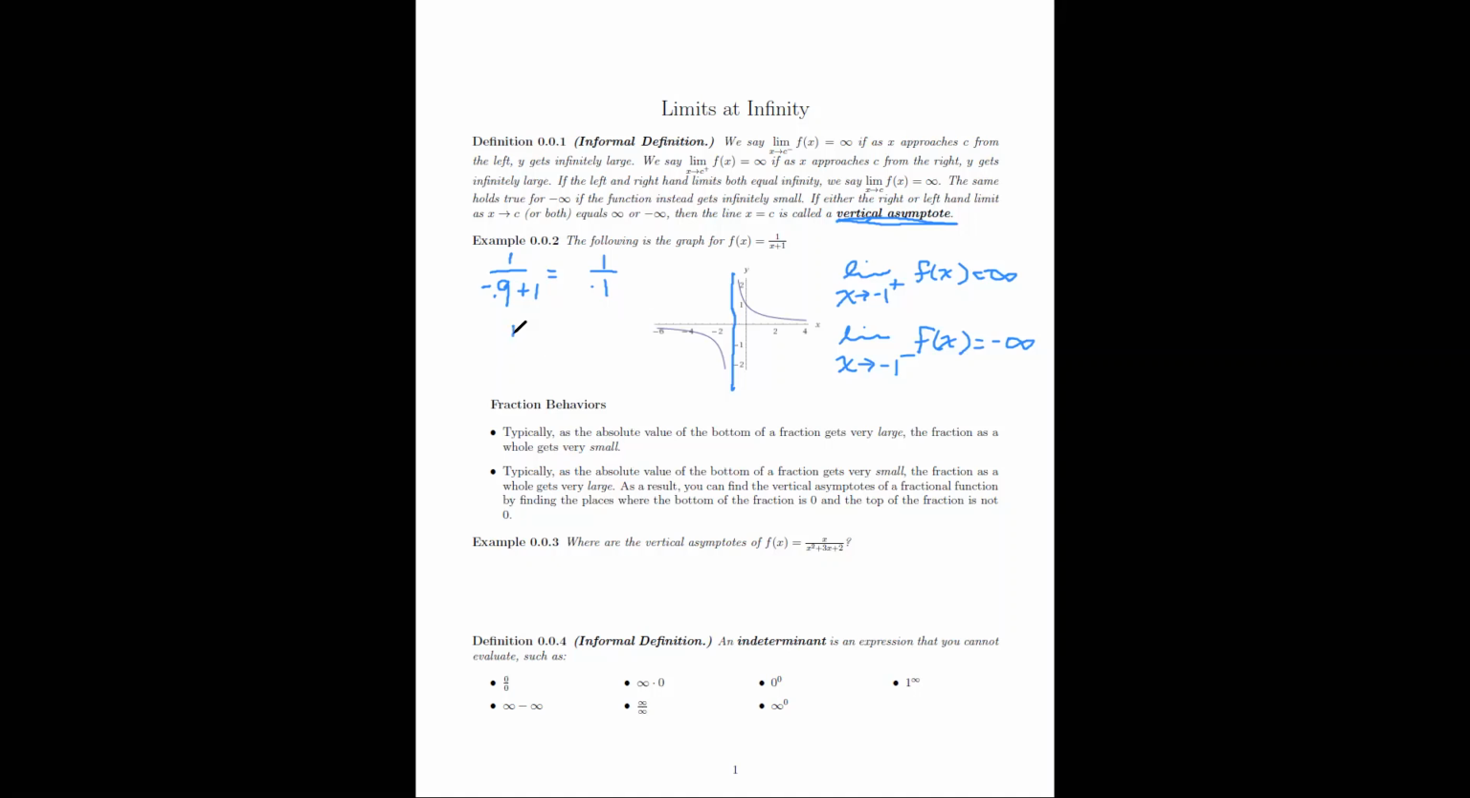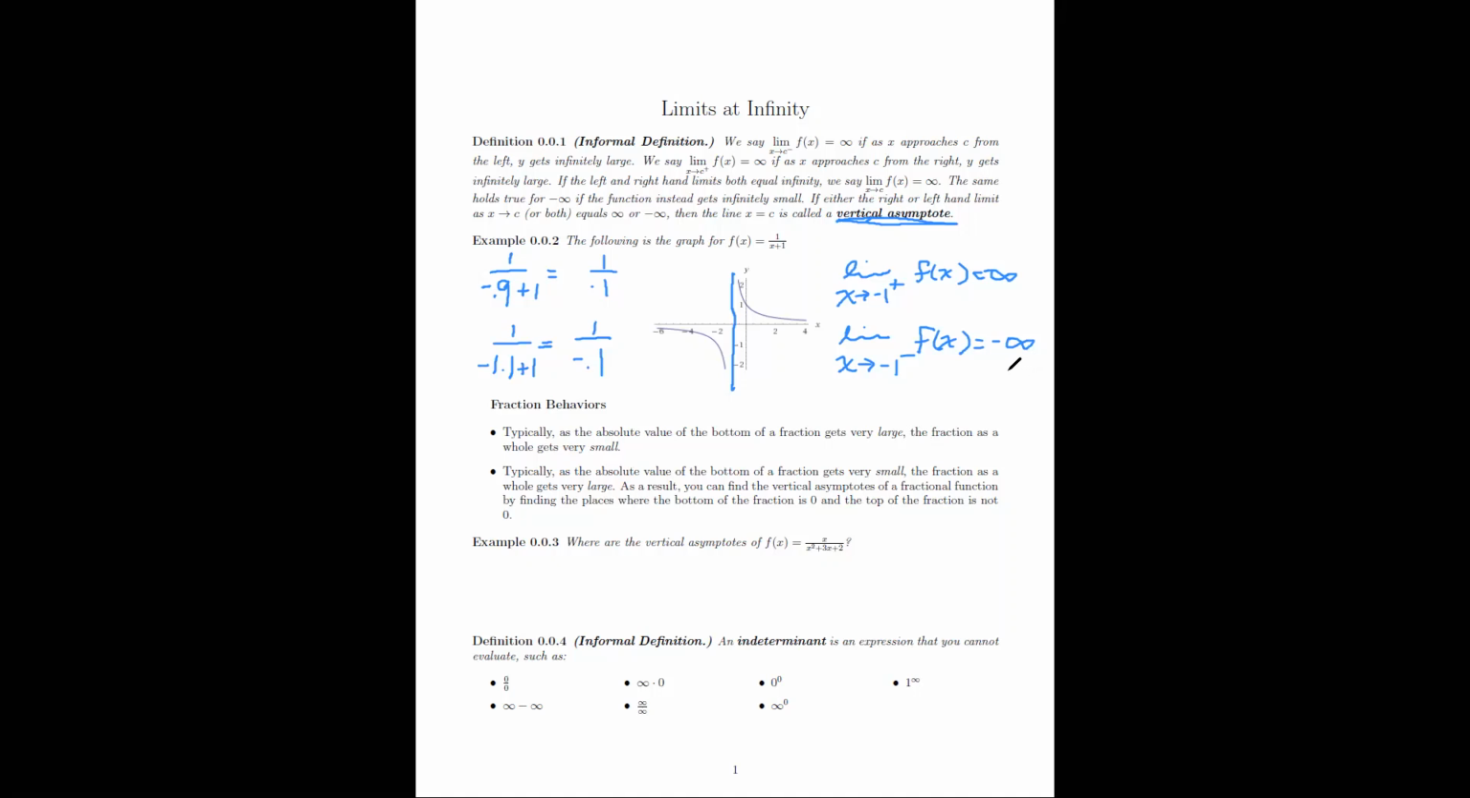Similarly, if we come in from the left, we'll plug in, let's say, minus 1.1 plus 1. And this also gives us a really big number, but this time it's negative, which is why we're going towards negative infinity.